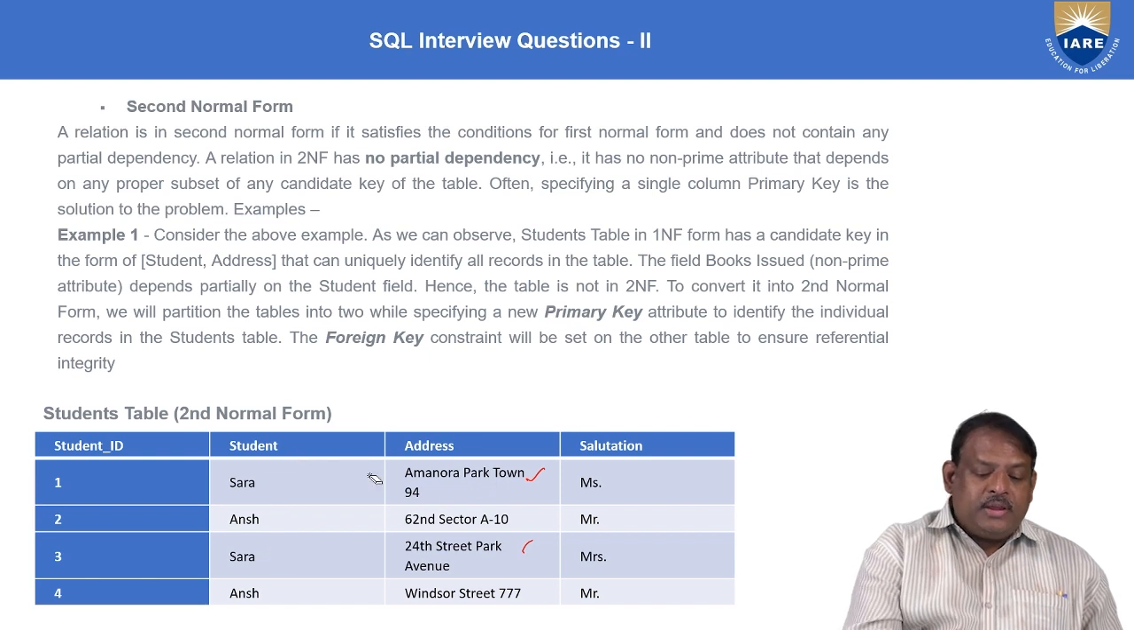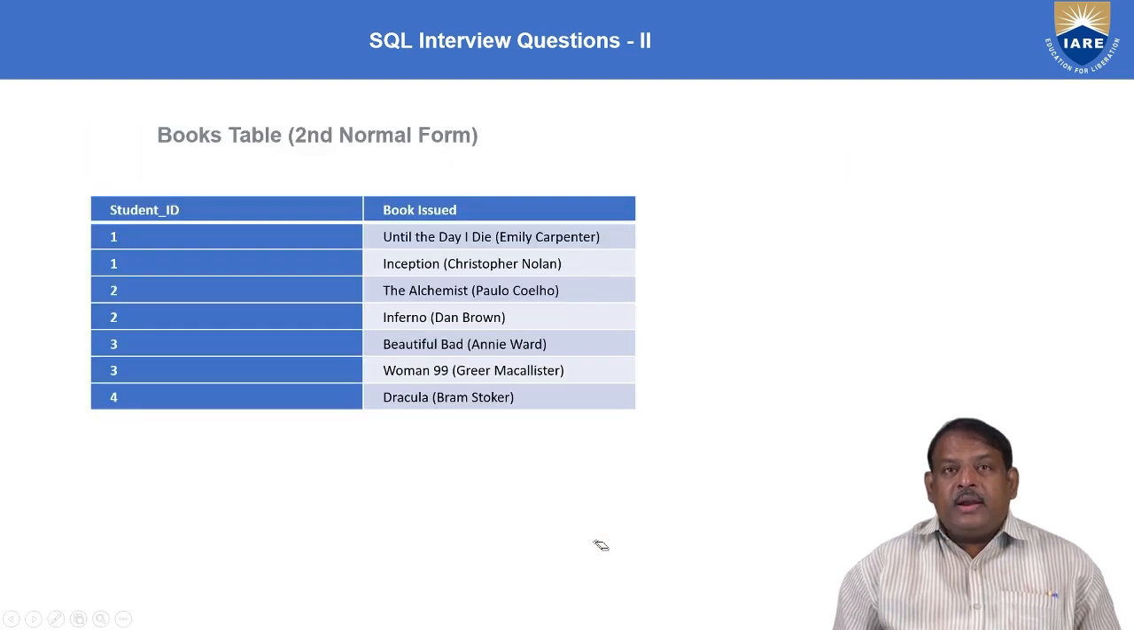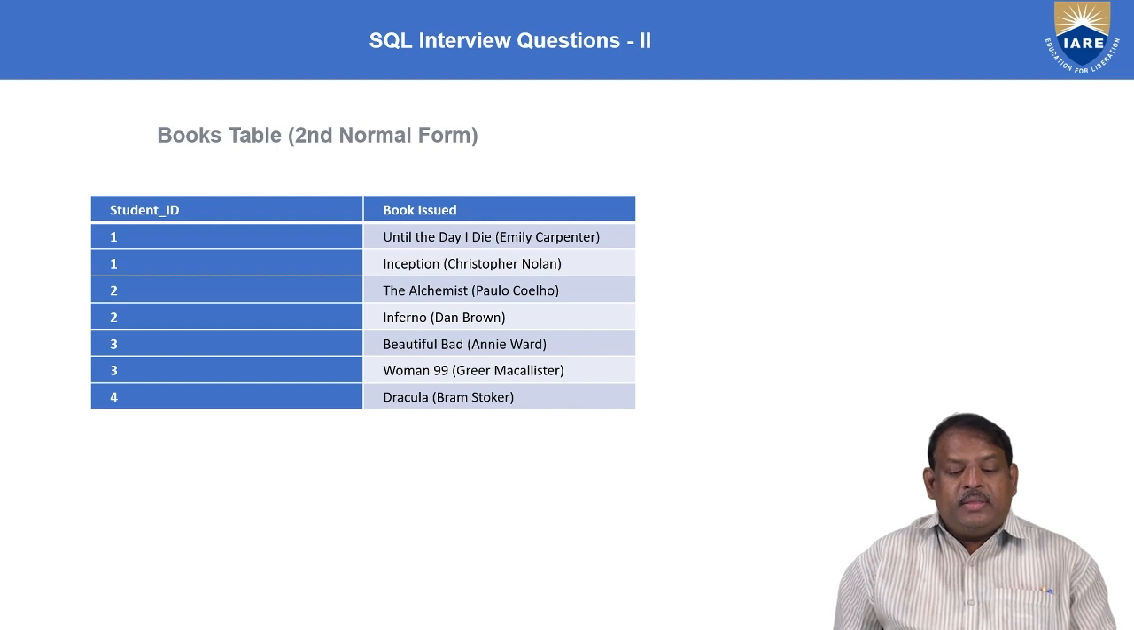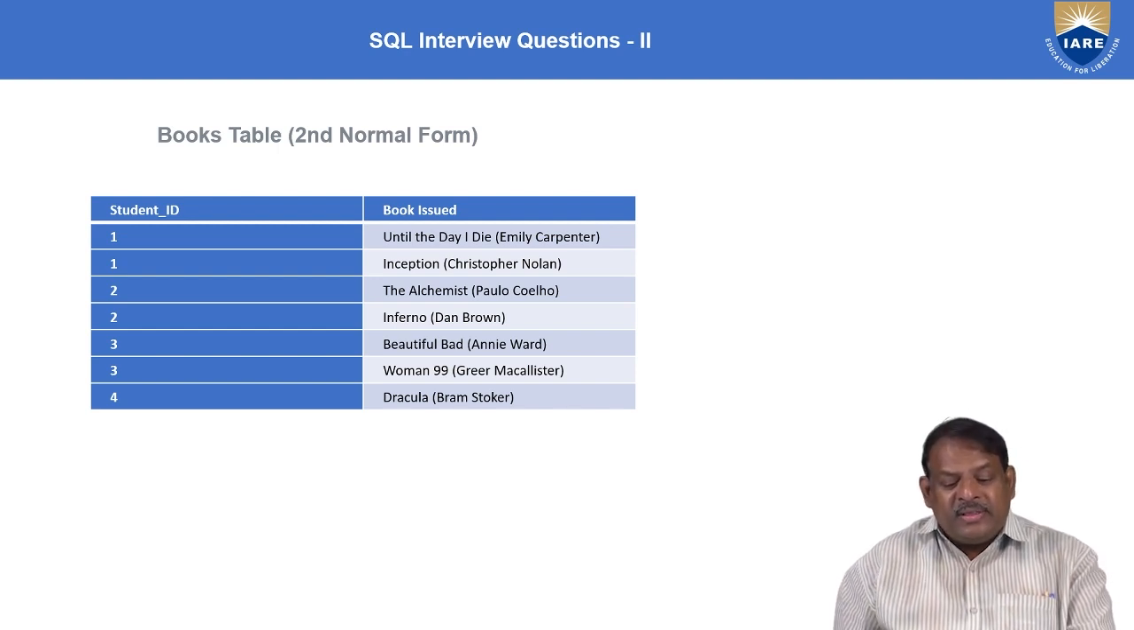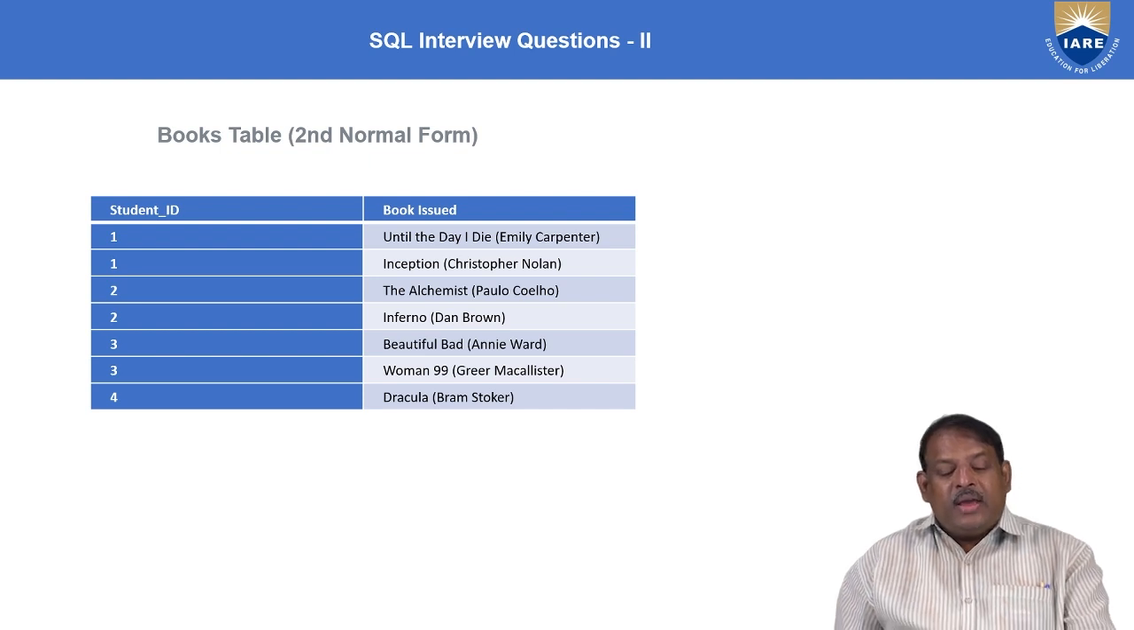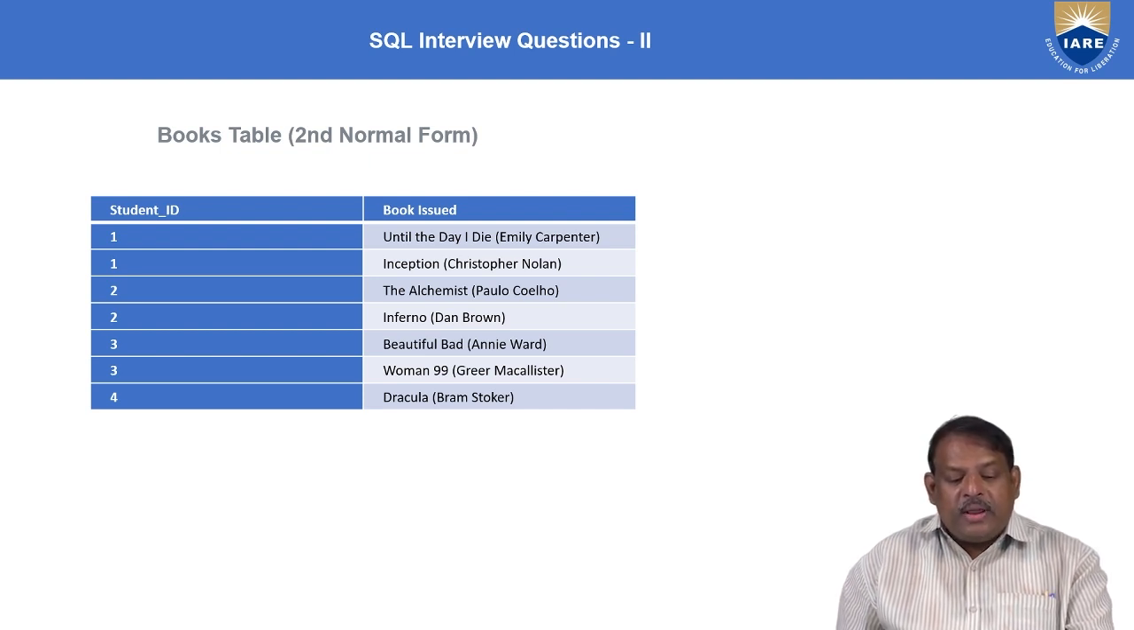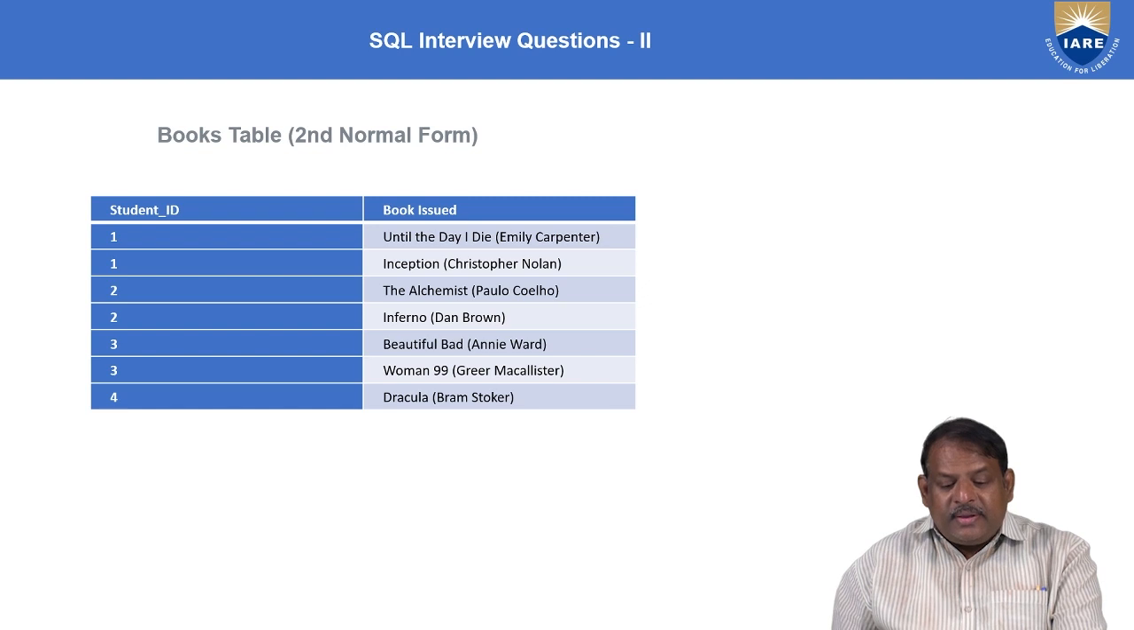Now we'll convert this table into second normal form. So what we did is that in the first table we had the students and the address and his details. In the second table we have student ID, and it has the books issued. This is the second normal form.